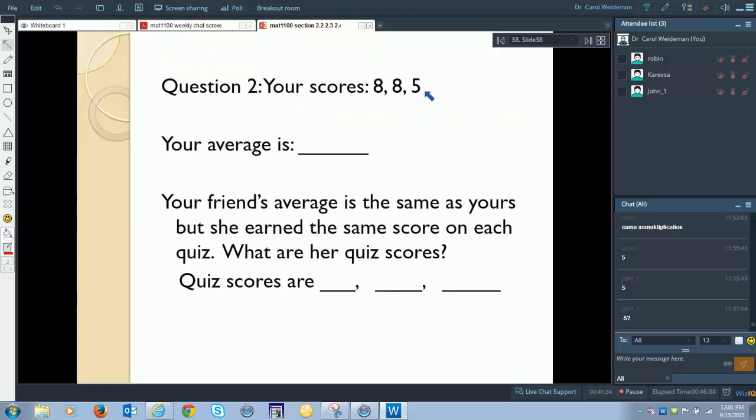So here's your scores on 3 quizzes, let's say. So what's your average going to be? You're going to add these up and divide by 3. So 8 plus 8 is 16, plus 5 is 21. So 21 divided by 3 gives me an average of 7. Okay. Your friend's average is the same as yours, but she earned the same score on each quiz. So what are her quiz scores? She got the same thing on each of them, so she got a 7 and a 7 and a 7.